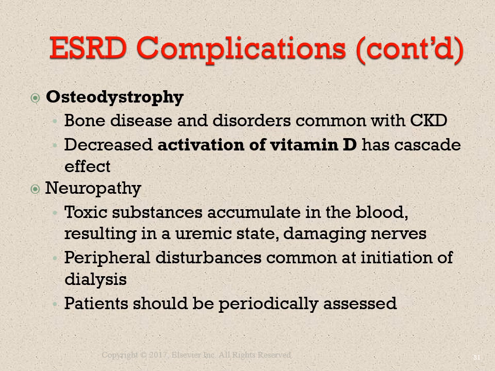Neuropathy, we have toxic substances that accumulate in the blood, resulting in a uremic state, damaging nerves. Peripheral disturbances are common at initiation of dialysis, and patients should be periodically assessed. So we always want to keep a special eye on our patients. These end-stage renal disease patients have a lot going on. Their conditions change rapidly, so we want to periodically assess them.